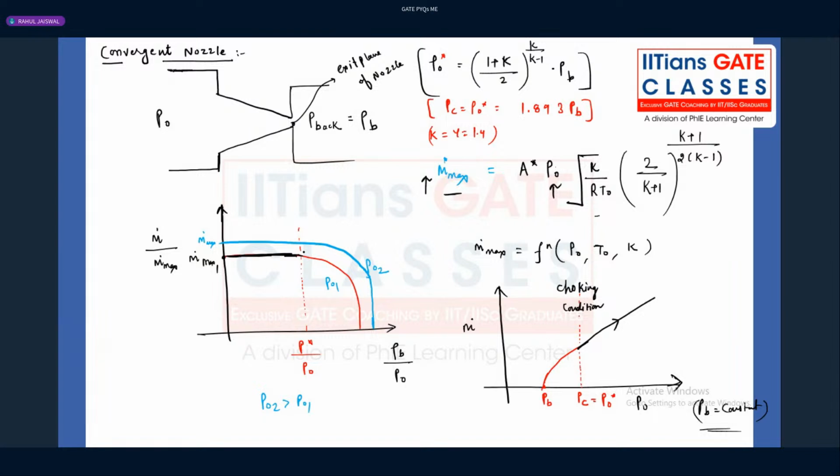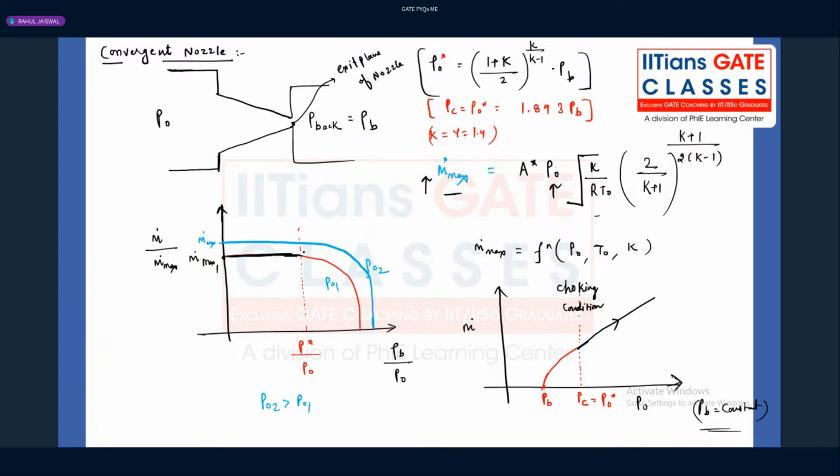And that is what I have explained in the situations. But still, mass flow rate will keep on increasing. That doesn't mean that the velocity will increase and that will increase the Mach number to more than one, right? With a convergent nozzle, there is a drawback. We cannot achieve more than sonic speed with a convergent nozzle.